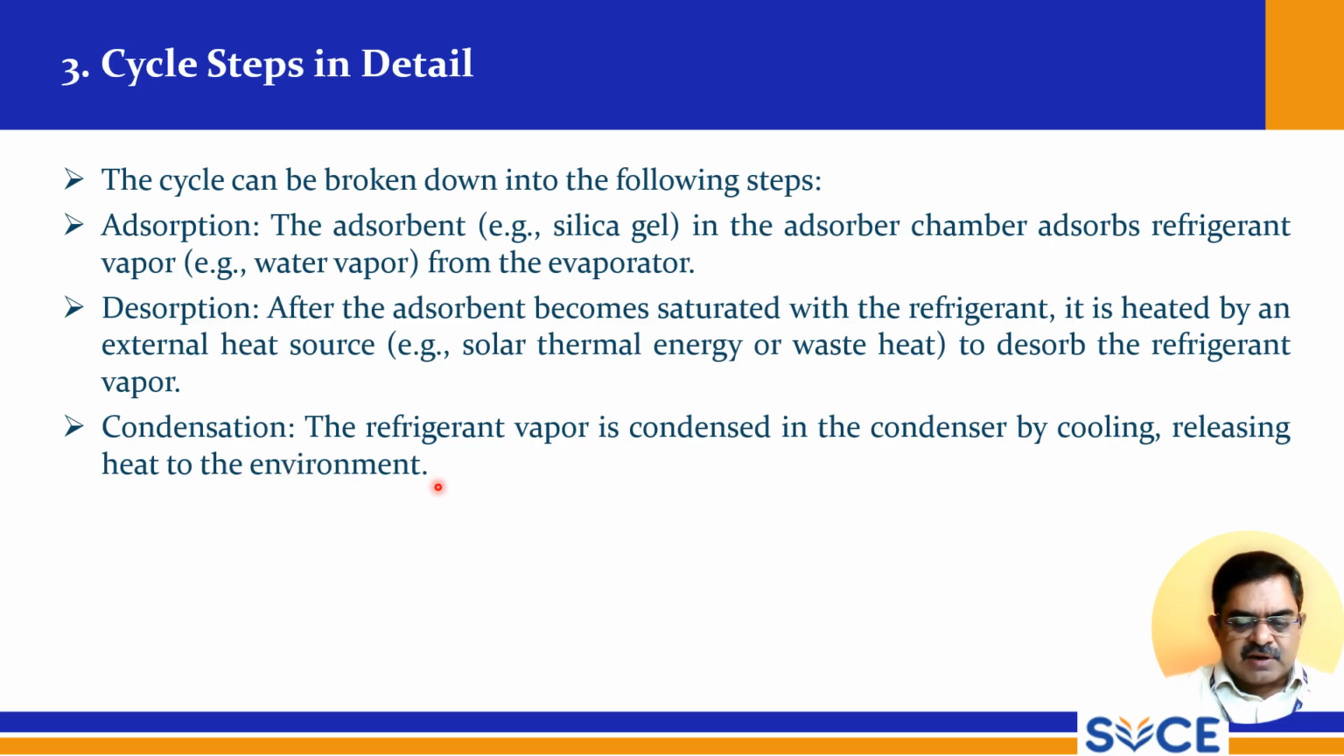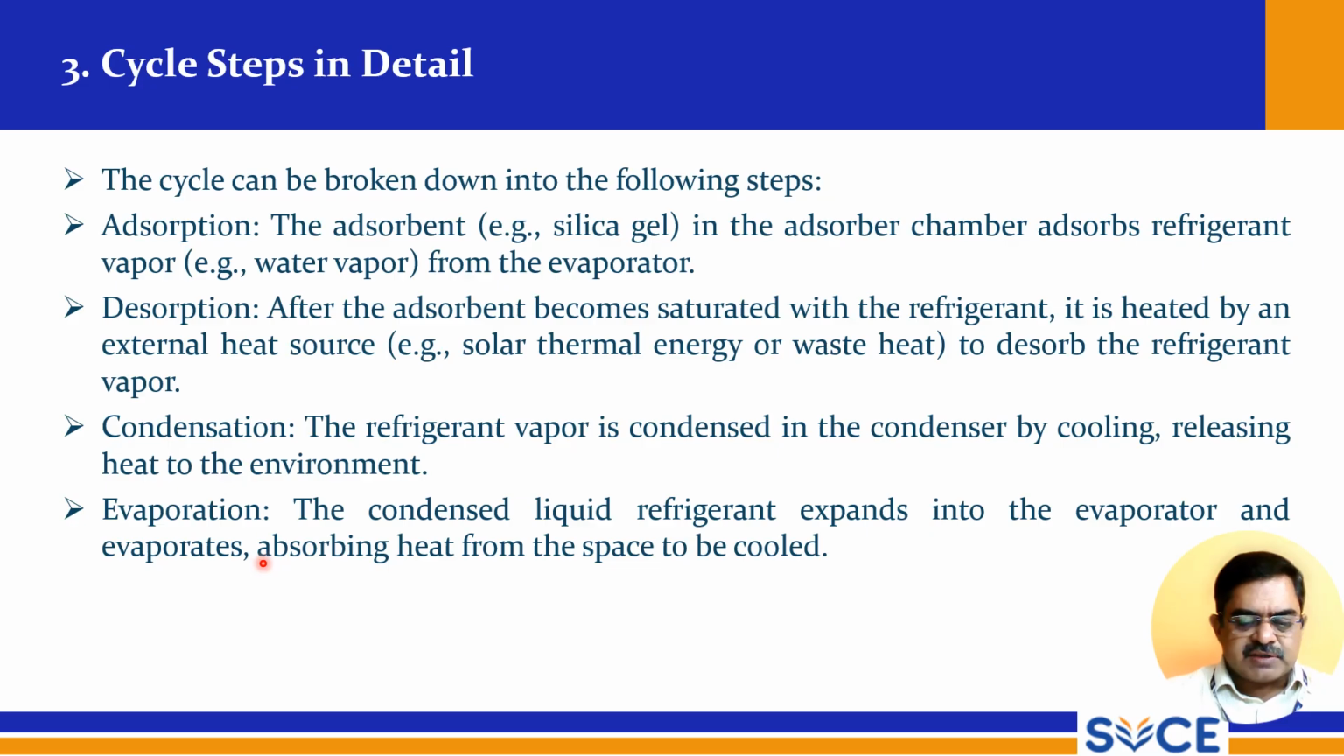Condensation is happening here like in a vapor absorption system or vapor compression system. The refrigerant vapor is condensed in the condenser by cooling, releasing heat to the environment. Evaporation is also happening here. The condensed refrigerant expands into the evaporator and evaporates, absorbing heat from the space to be cooled. So evaporation is happening where the space is provided for cooling purpose, there the evaporator works.